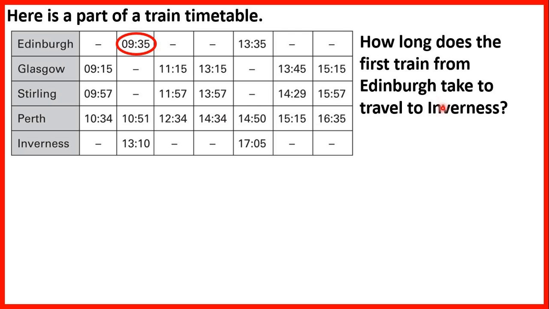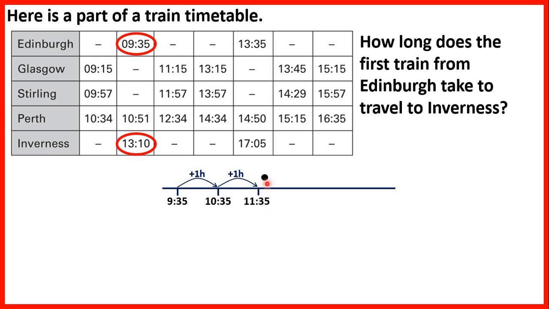We want to know how long it takes to travel to Inverness, and this train gets to Inverness at 13:10, or 10 past 1 in the afternoon. So we need to find the difference between these times. On a timeline, if we start at 9:35, so when the train leaves Edinburgh, we can add an hour to get to 10:35, then another hour takes us to 11:35, and another hour takes us to 12:35. Now, one more hour would take us to 13:35, but we only need to get to 13:10.